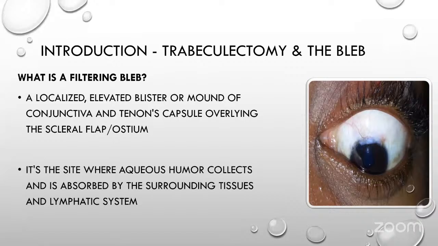So coming to the meat of my discourse, what is a filtering bleb? This is a localized elevated mound of conjunctiva and Tenon capsule complex that is overlying the scleral flap, which houses the ostium. It is a site where aqueous humor collects and is absorbed by the surrounding tissue and lymphatic system.